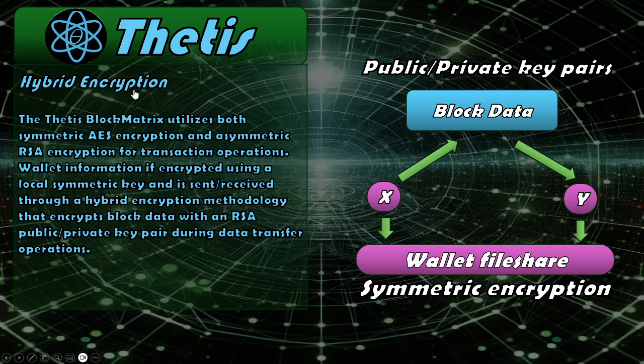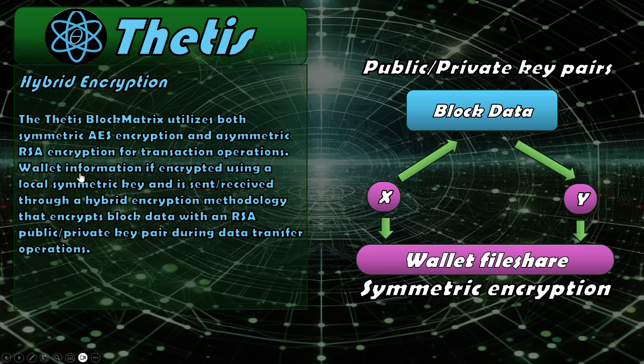So we'll go into hybrid encryption now. This actually uses hybrid encryption, which is a little more complicated than just regular RSA encryption, which is used by most of the blockchains out there today. They just use RSA, they use SHA-256, they use all the standards, whatever.